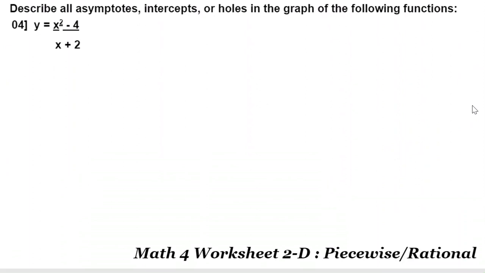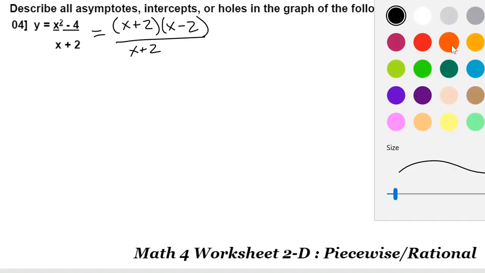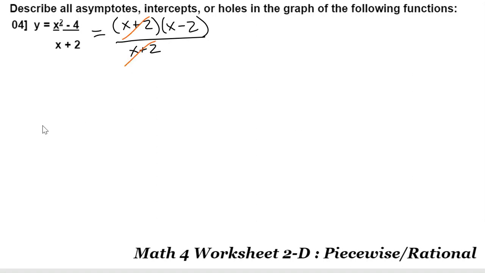Okay. This one, we're going to break up the top. x plus 2, x minus 2 over x plus 2, which means we will have a hole here. We'll have a hole at x equals negative 2. Vertical, well, I usually abbreviate that. Vertical asymptote, we have none.